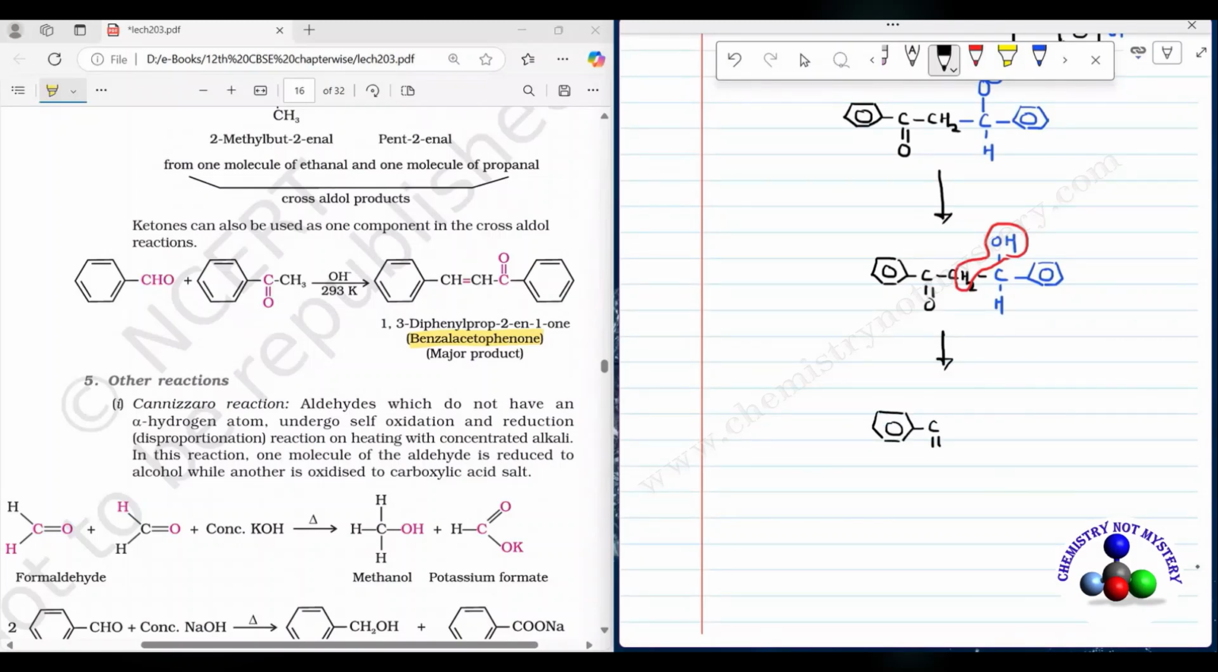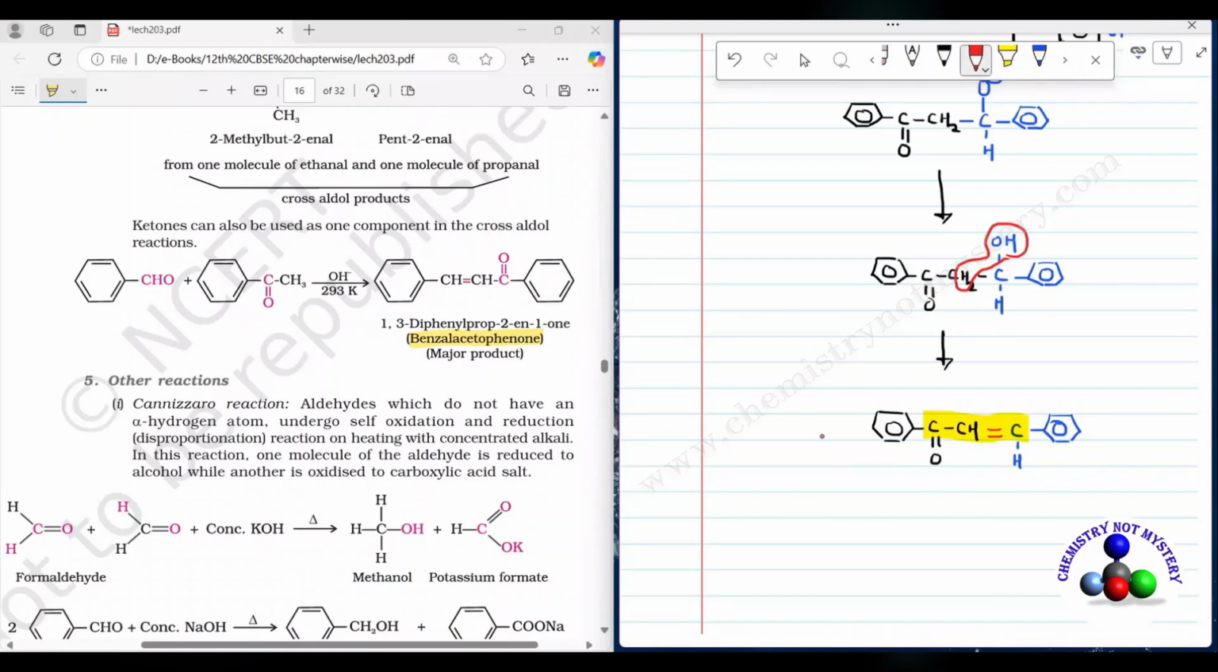C double bond O CH. Now double bond will be formed between these two carbons. So here this is C H, and here this is bonded with benzene. So this is the benzyl acetophenone. Now write down the name of this molecule. First of all, select the longest carbon chain. So here it is a 3 carbon long chain, and there are 2 phenyl groups bonded at both the ends.